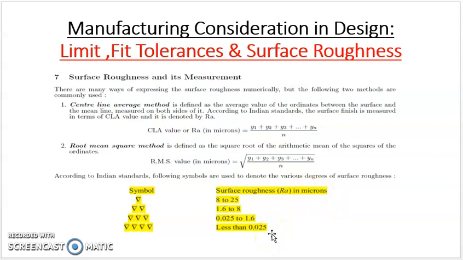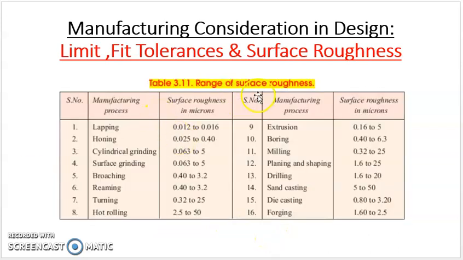Okay, now let's see the range of surface roughness. For different manufacturing processes, surface roughness is different. As you can see in the picture, lapping has the highest finish, or very small surface roughness, 0.012 to 0.016. Honing has 0.025 to 0.4. Similarly, hot rolling has 2.5 to 50. Forging has 1.6 to 2.5. Milling has 0.32 to 2.25.